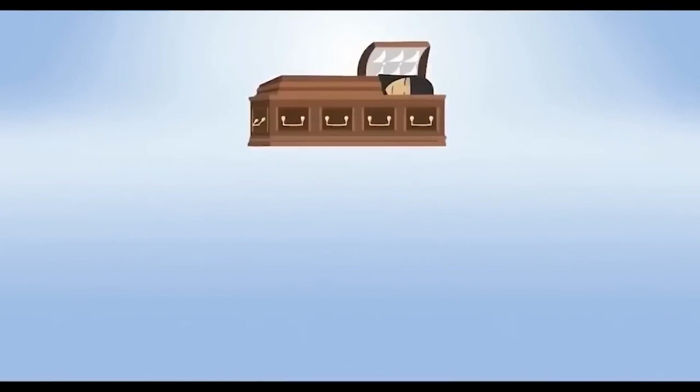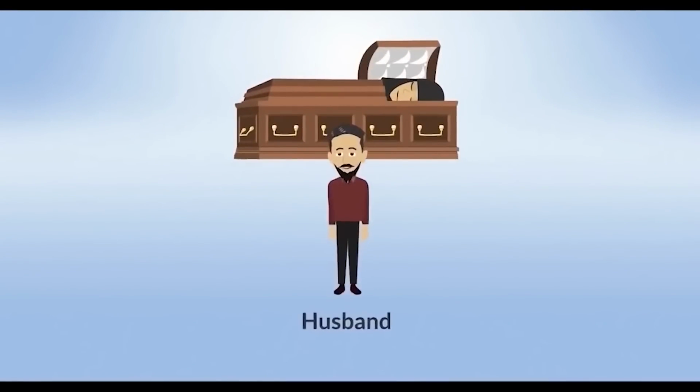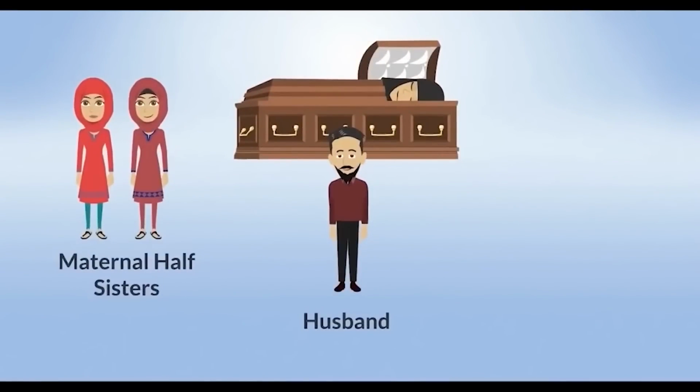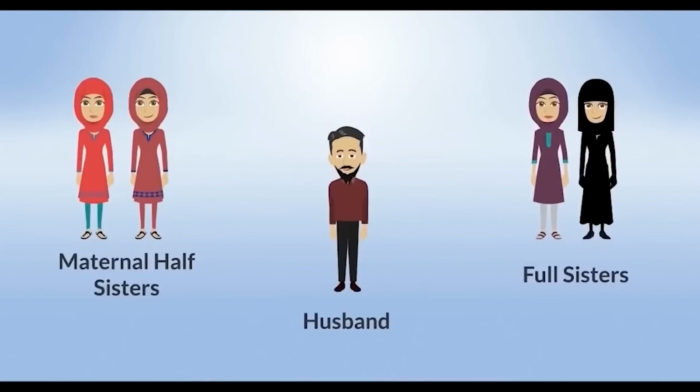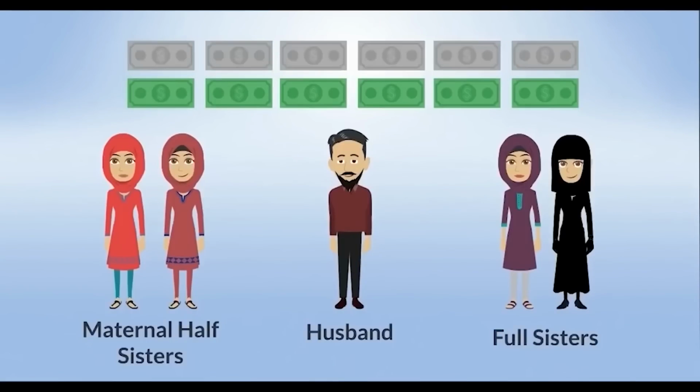In the third case, the deceased woman left behind a husband, 2 maternal half-sisters, and 2 full sisters. As per the traditional scholars, the Quran prescribes half for the husband, rupees 6, 1/3 for the maternal sisters, or rupees 4, and 2/3 for the full sisters, or 8 rupees. Clearly, this is not practically possible with a total estate of 12 rupees.